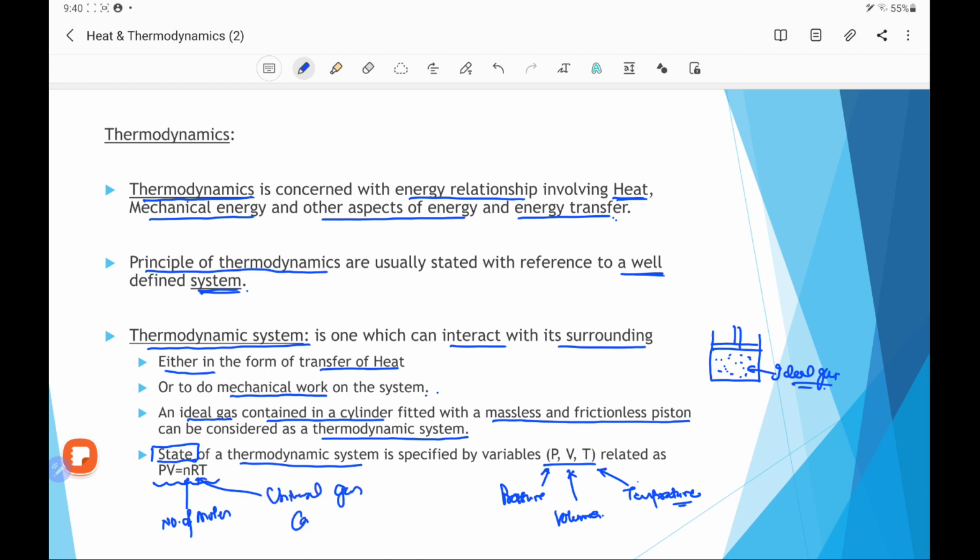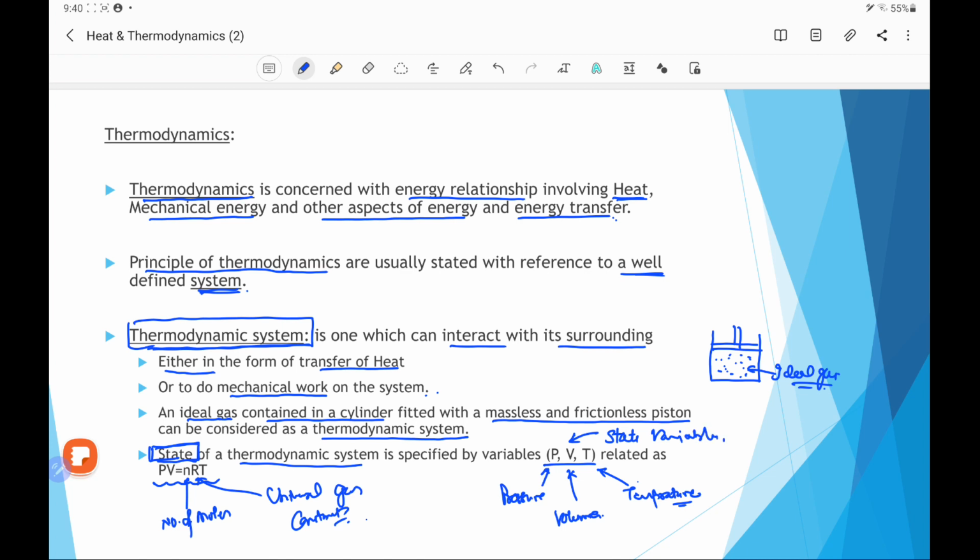So we should be very clear about the definition of what is a thermodynamic system and what are the states, and these are the state variables. Pressure, volume, and temperature can be said to be the state variables.